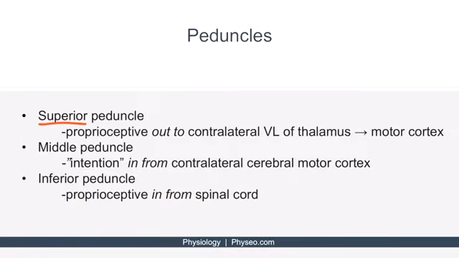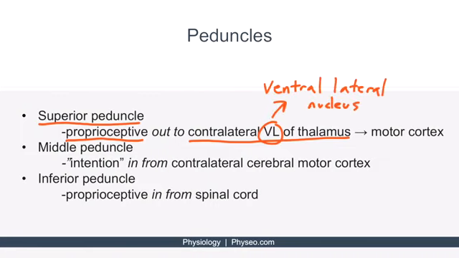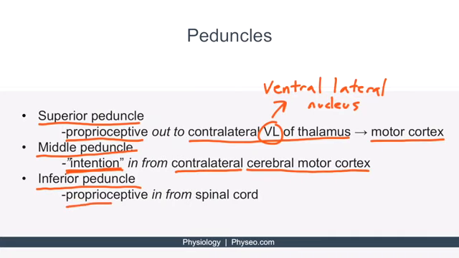So now let's talk about these signals that exit the peduncles. Starting with the superior peduncle, this will send proprioceptive information out to the contralateral VL of the thalamus, VL standing for ventrolateral nucleus. After reaching this point, the VL will then send projections to the motor cortex. Now the middle peduncle will send intention information in from the contralateral cerebral motor cortex. In other words, the cerebral motor cortex will send information to the cerebellum about what movements are about to take place in the body. So intention. Finally, the inferior peduncle will receive proprioceptive information in from the spinal cord.